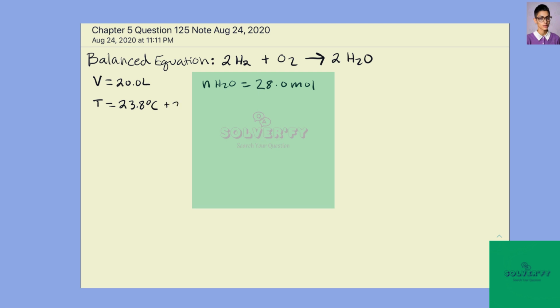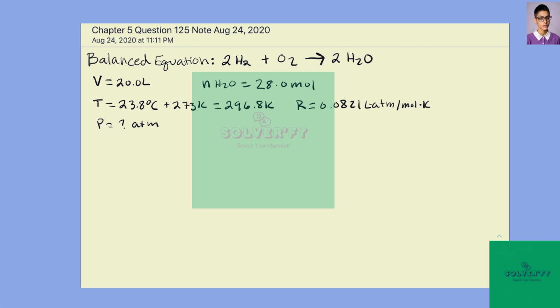I'm just going to add 273 Kelvin to this. So our temperature is going to be 296.8 Kelvin. I'm going to be using the R value 0.0821 liters atmosphere per mole Kelvin. And then we are looking for pressure of H2 and O2 in atmospheres.